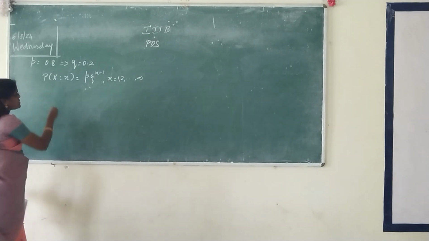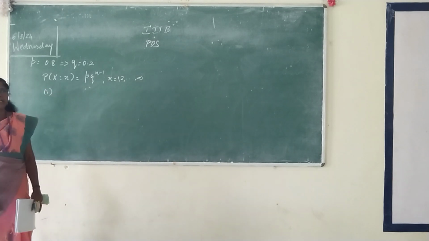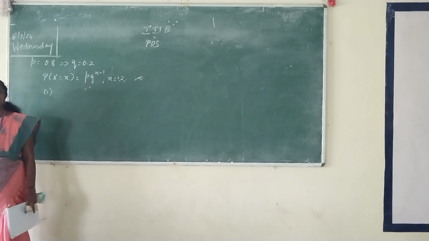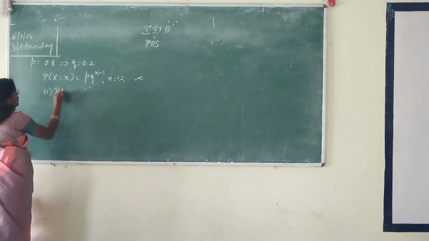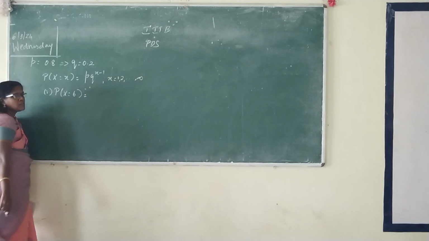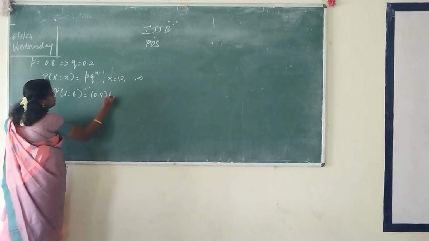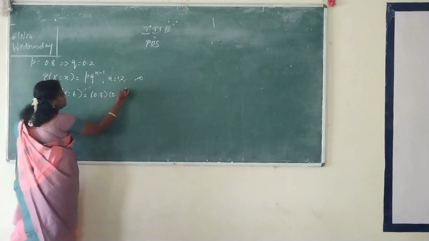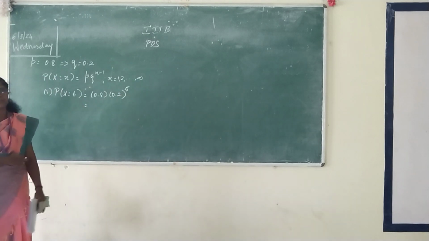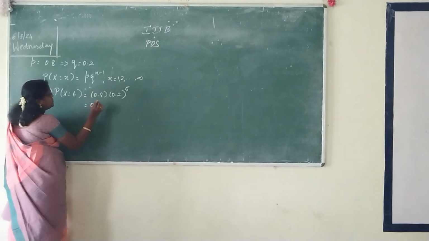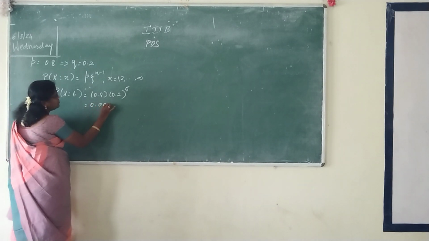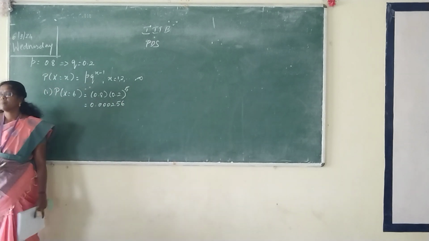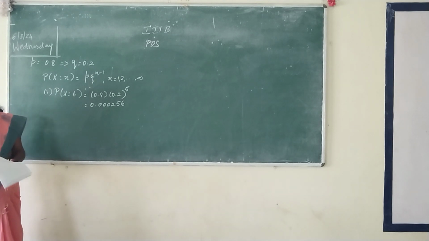Start the first one. What is the first case? The target is hit only on the 6th attempt. So what are you supposed to find? X equal to 6. Probability of x equal to 6. So P value is 0.8 into Q value 0.2, the whole power x minus 1. So 6 minus 1 will give you 5. Find the answer. 0.00002. Others, check whether the answer is right or wrong. Right. Yes.